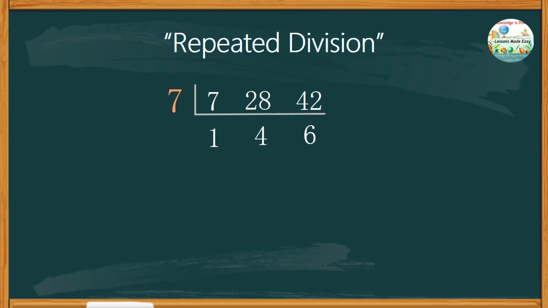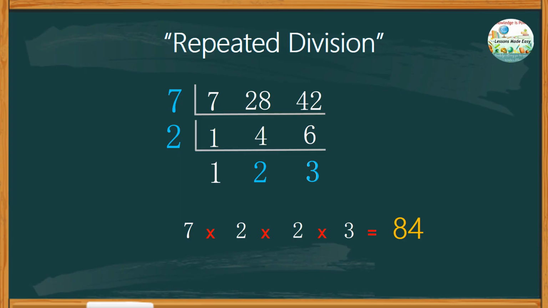4 and 6 can still be divided further by 2 since both numbers are even numbers. We keep 1 as it is and take half of 4, we get 2, and half of 6, we get 3. There are no common divisors for 2 and 3, and it means we can stop dividing. And all we have to do is take the product of all the common and uncommon divisors, which are 7, 2, 2, and 3. So for 7 times 2 times 2 times 3, we get a product of 84. This means that the least common multiple of 7, 28, and 42 is 84.